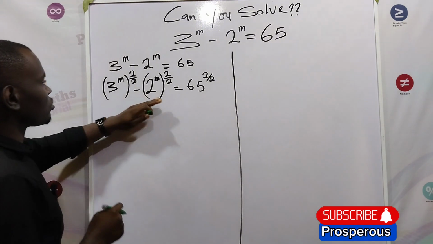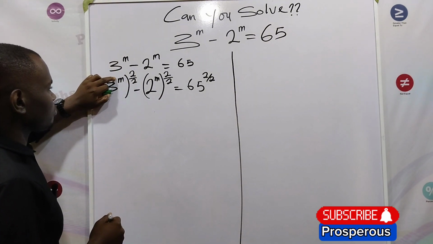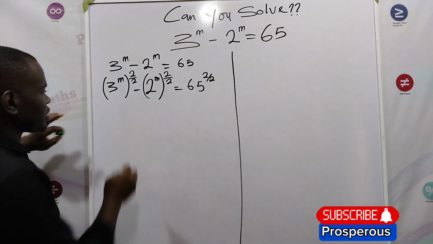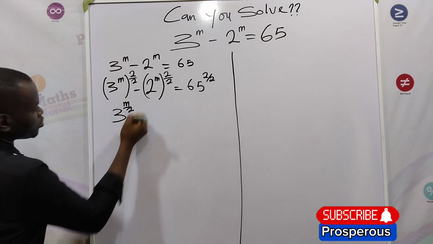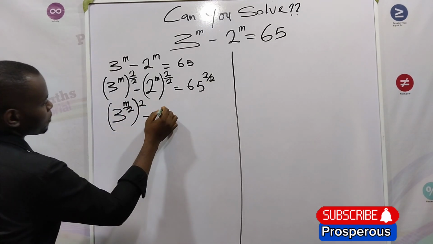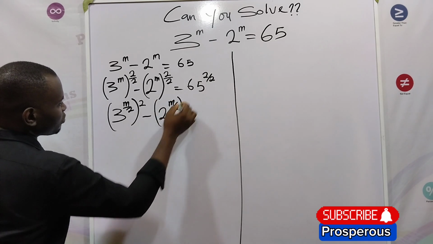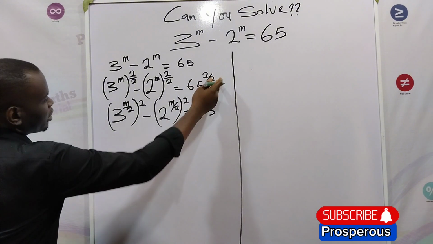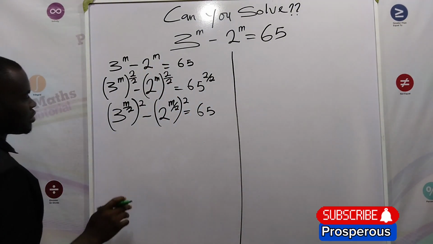The next thing I want to do is to use the denominator and multiply this term. Half will multiply m, so that we have a power of 2 outside. So 3 raised to the power m over 2, all raised to the power of 2, minus 2 raised to the power of m over 2, raised to the power of 2, equals 65. 2 divided by 2 is 1. I don't need it here, so I'll just simplify it.